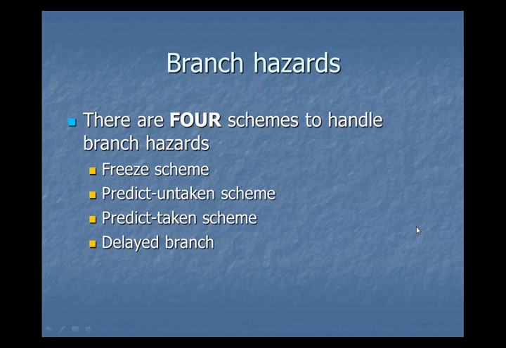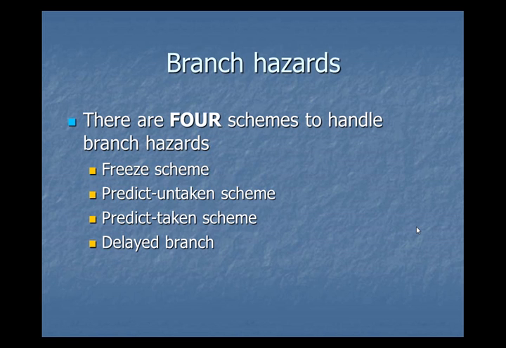There are 4 schemes or methods to handle the branch hazards. One is your freeze scheme. Next one is your predict untaken scheme. Next one is your predict taken scheme. Next one is your delayed branch. So there are 4 types of solutions used to handle the branch hazard.